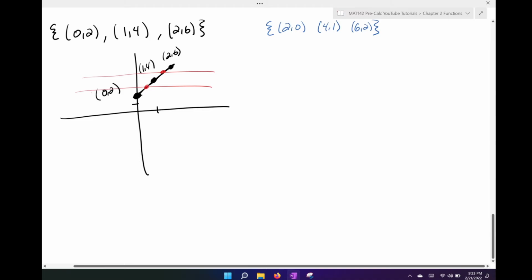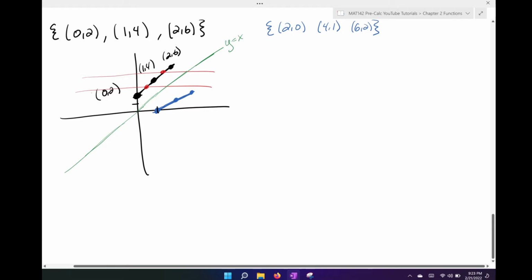You get (2, 0), which is right about here. Then you're getting (4, 1), which I would say is right about here. And then you get (6, 2), which is right about here. And you get this line segment right here. And if I were to just superimpose the green line, which is y equals x, notice you get mirror images of each other.